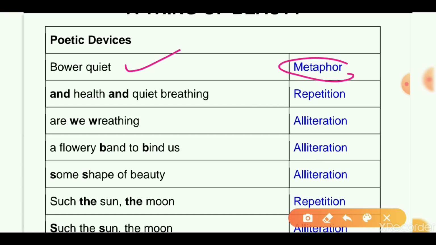Why metaphor? Because bower is a shady area. It's a shelter place wherein people come and rest. It can be under the shade of a tree. It can be any place where there is a lot of peace and tranquility. So it is quite, quietness से compare किया है.